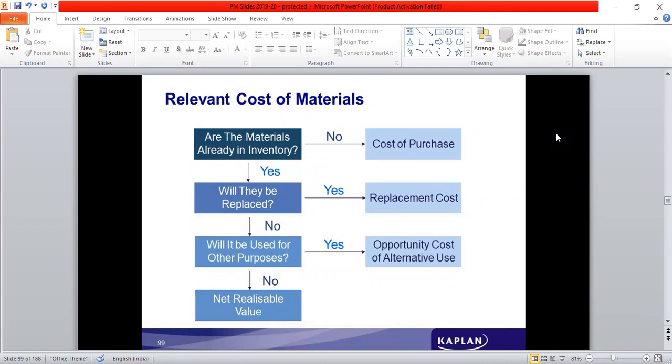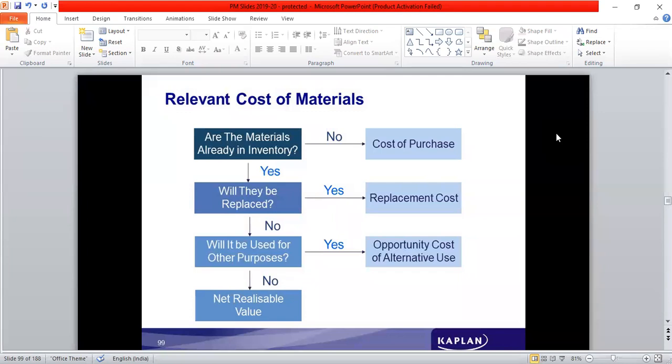How is the decision about what is the relevant cost decided? There are two slides, two examples which are quoted here. If, in the case of material, a decision has to be taken, how do they verify the checking part of it? It starts with, are the materials already in inventory? No, if they are not available, they have to purchase. So what is the relevant cost? Cost of purchase is the relevant cost. If they are already there, they do not have to purchase.